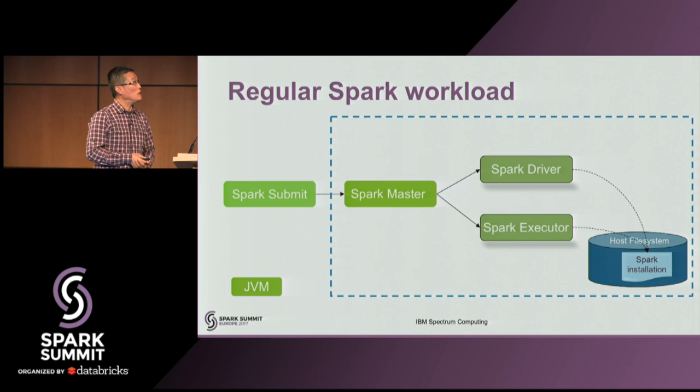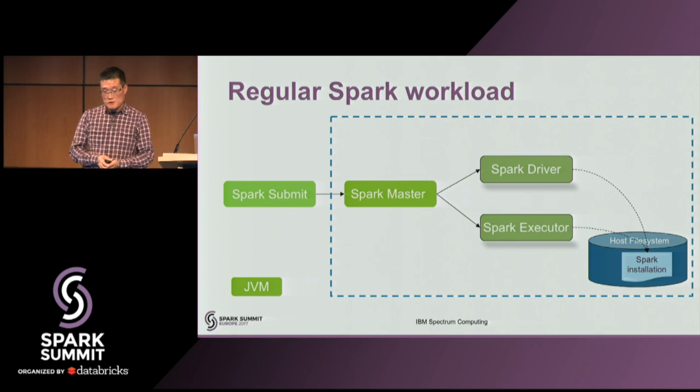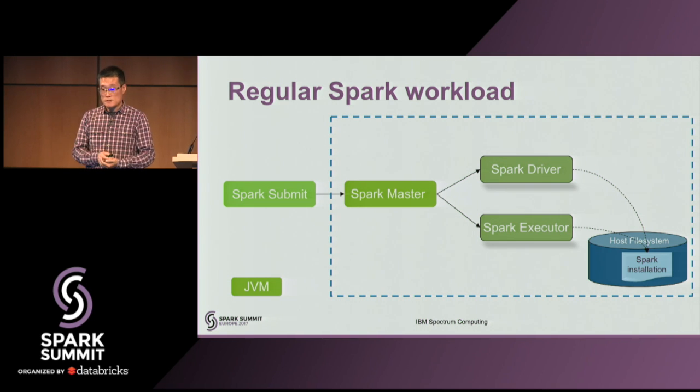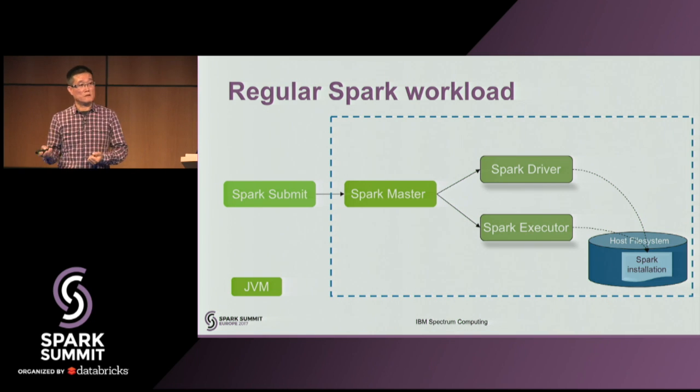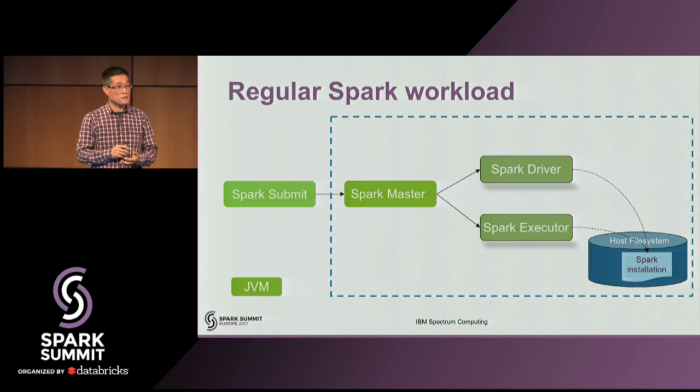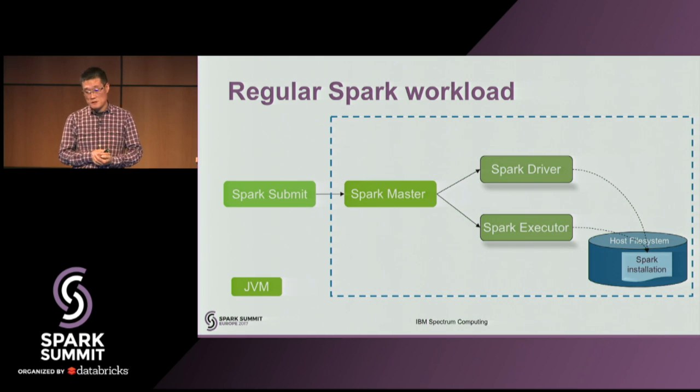So let's examine a regular Spark workload. It's easy and simple. Spark submission goes to the Spark master. The Spark master finds a place to run your Spark driver and then Spark executors. Those processes are launched by the JVM, and as long as they can find some fundamental things like the Java runtime information, the Spark installation, and even some Python dependencies, they are good to go. So they launch as the JVM to run.